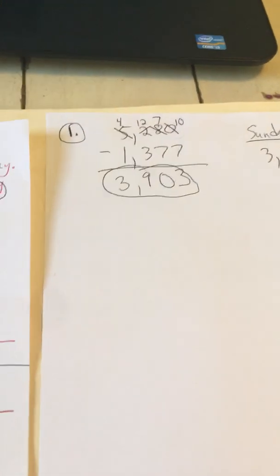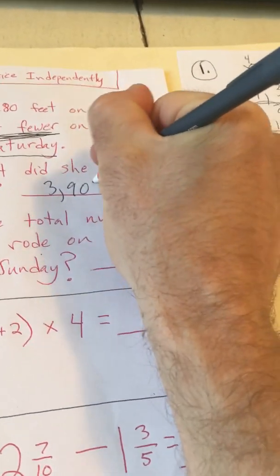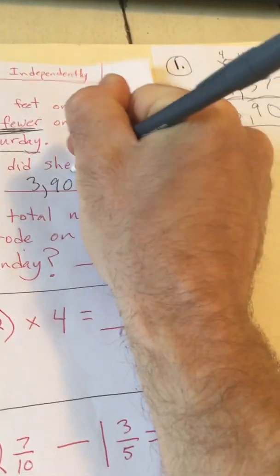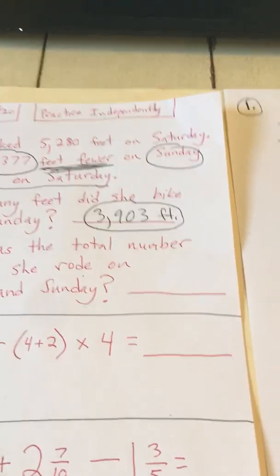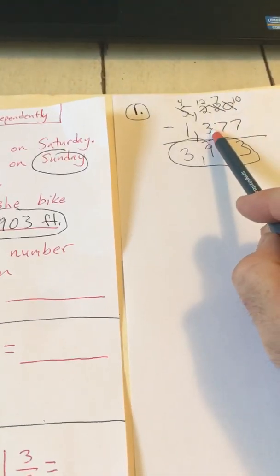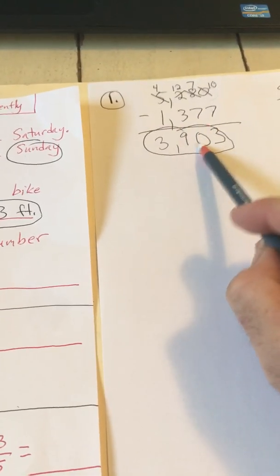So on Sunday, she took 3,903 steps. Or no, she biked that many feet. So 3,903 feet on Sunday is the answer to part A. We took Saturday. We did 1,377 less than she did on Saturday when she did Sunday. So this is the answer to Sunday.